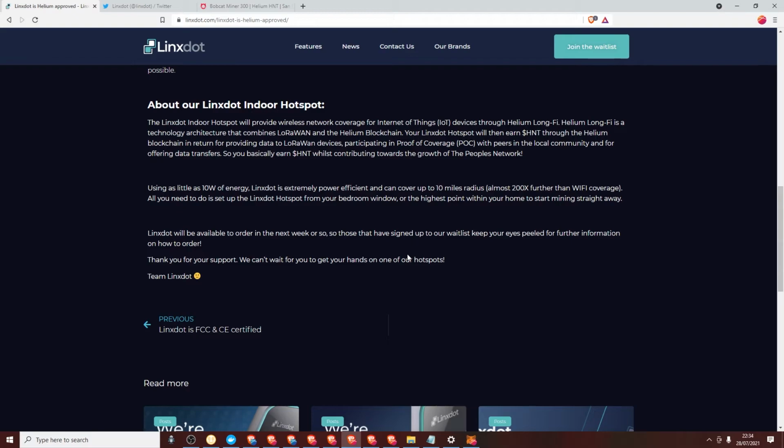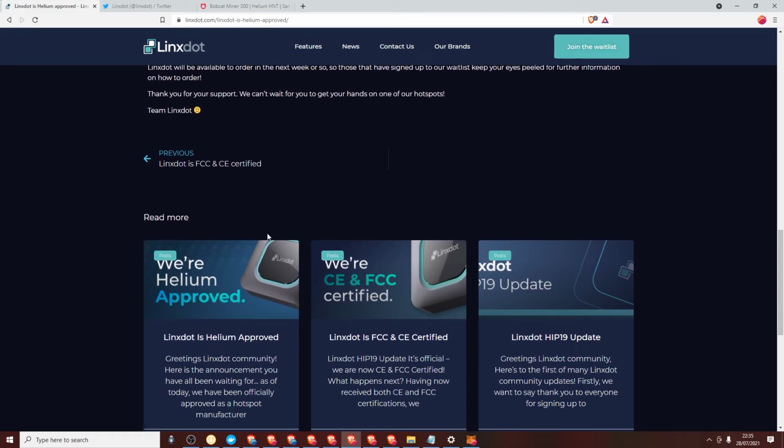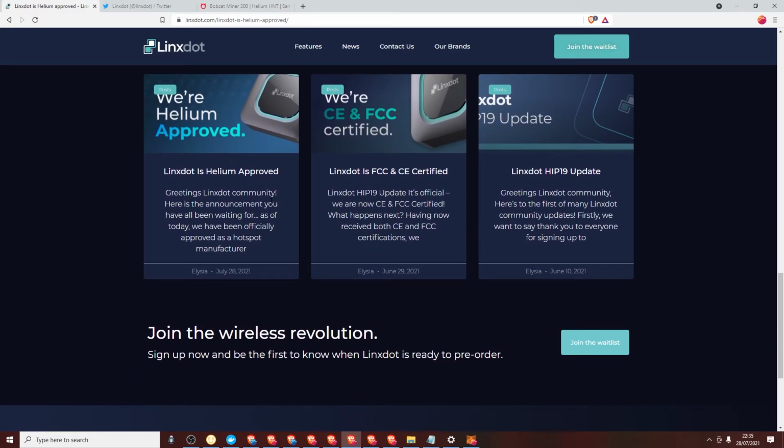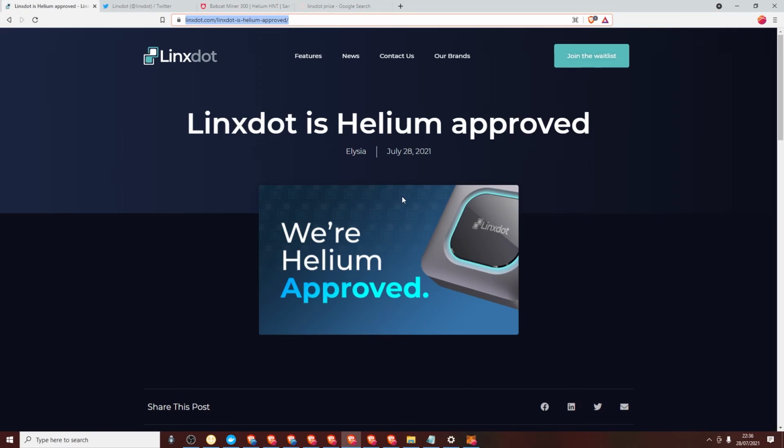So there you have it. It's not going to be long, and you will hopefully, if you're lucky enough, be able to get your hands on the Linxdot. The one thing it doesn't tell you is the price. Now I would expect it to be around the same sort of price as the Bobcat, maybe $400, which is about £350. No, there's no information on the price of the Linxdot.